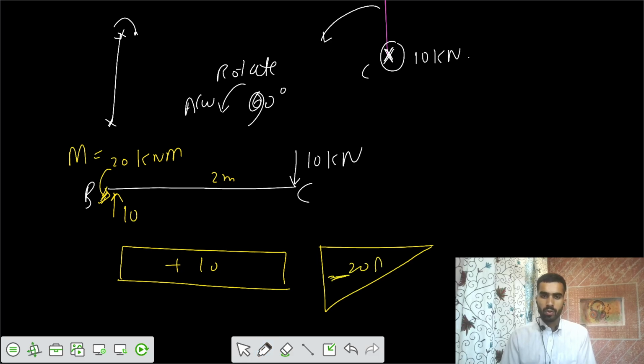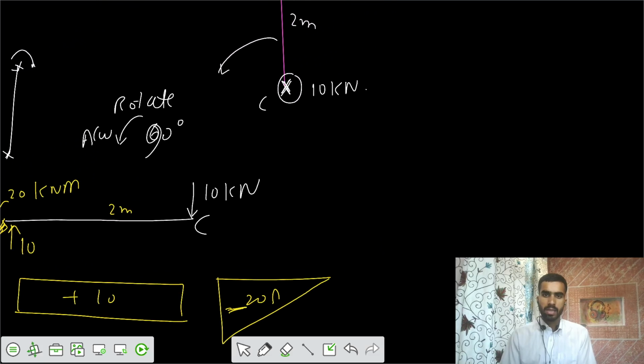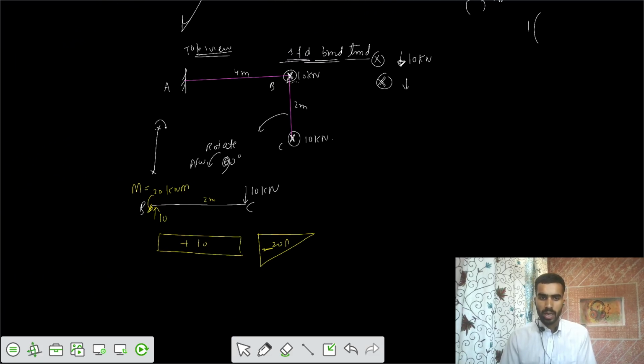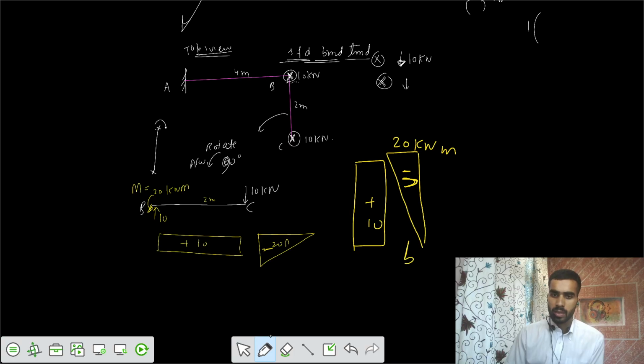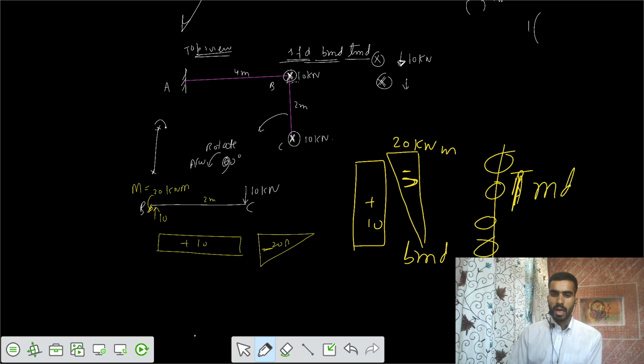If I rotate those diagrams back, this was your BC. This is your SFD, positive 10, and this is your bending moment diagram, linearly varying. This is your negative hogging, negative 20 kilonewton meter BMD. And your TMD is a straight line, a zero line. TMD is a zero line.